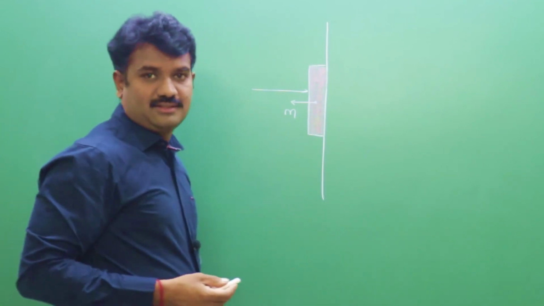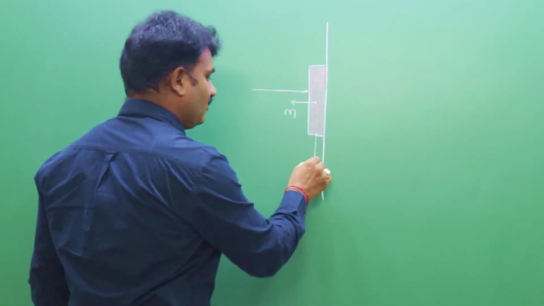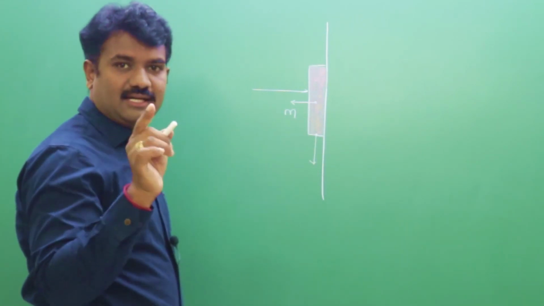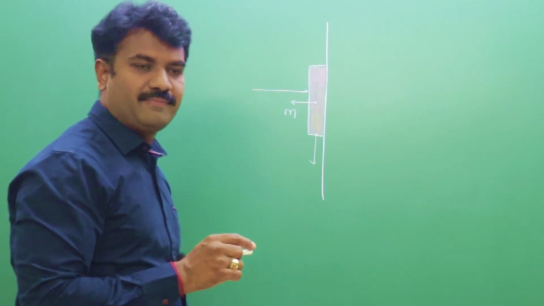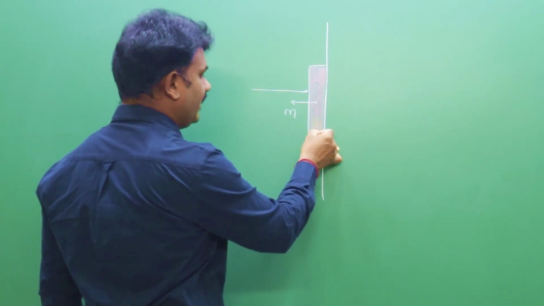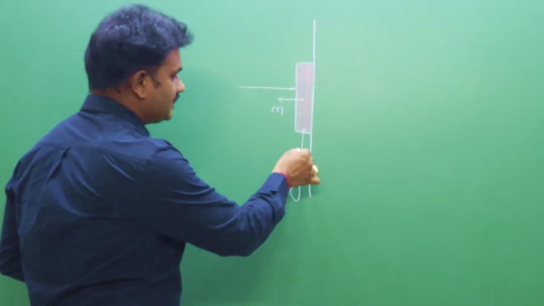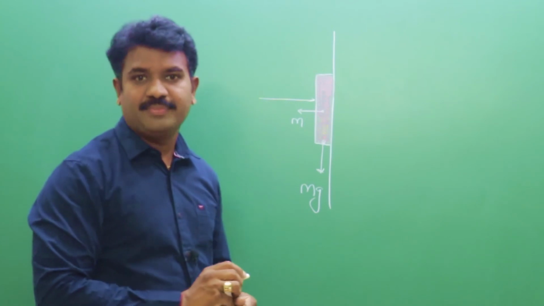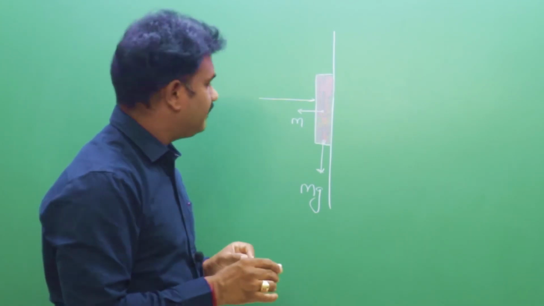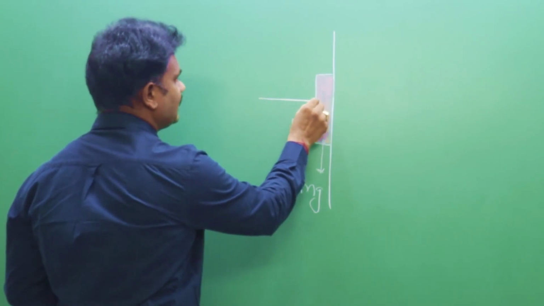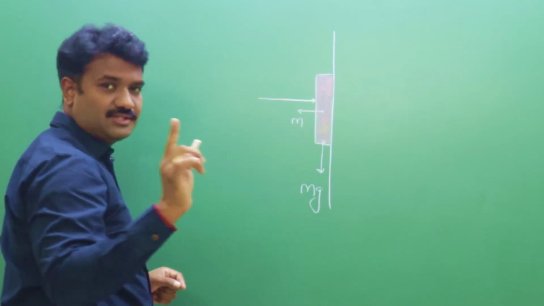There are two cases. In the first case, it may slide down, or it may be at rest in the second case. It is sliding down means, why is it sliding down? Because of its gravitational pull. So it is sliding downwards because of mg. For example, if I press harder, it stops.